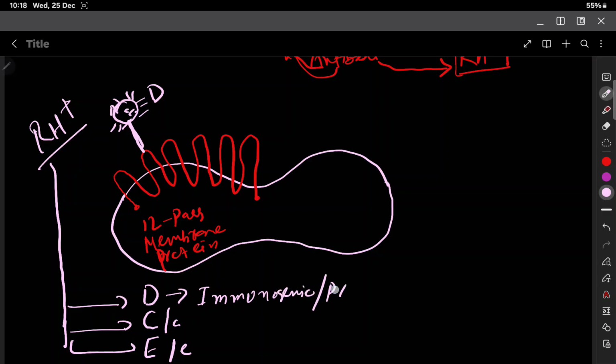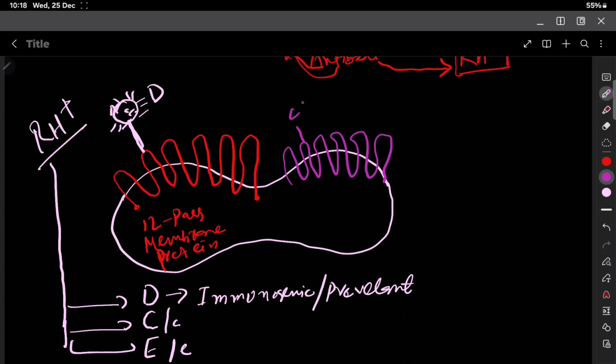and most prevalent. So it is the most immunogenic and most prevalent antigen which is present in the blood of Rh positive persons. Again, on the second loop, there will be presence of the antigen C, capital C or small c, and on the fourth, there will be presence of the antigen E or small e. But most immunogenic, I have shown it like this. So D is most immunogenic.